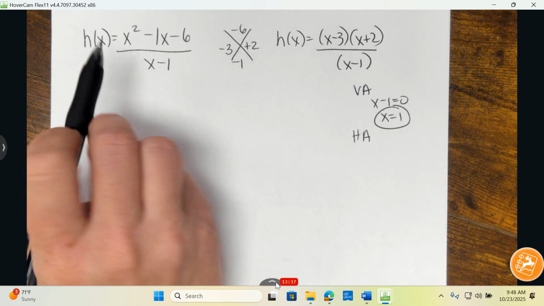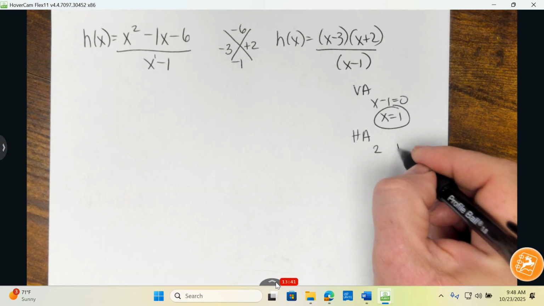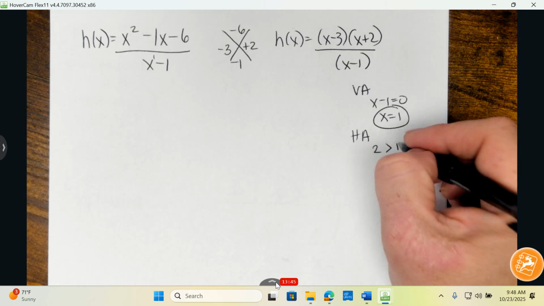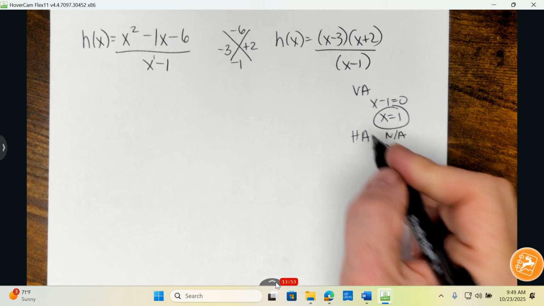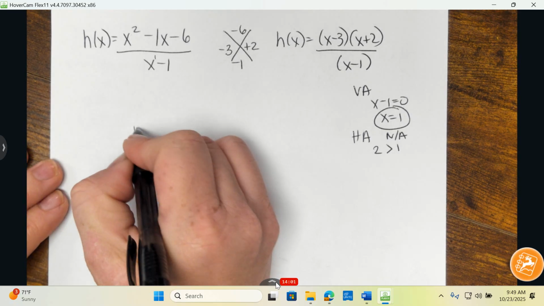Horizontal asymptote: we have a degree 2 in the numerator and a degree 1 in the denominator. Because the degree of the numerator is greater than the denominator, there will be no horizontal asymptote. Don't write 0. We would assume you thought the horizontal asymptote was 0, okay? So there is no horizontal, but when there's no horizontal, there will always be what's called a slant or an oblique asymptote. Now, how do we identify that?